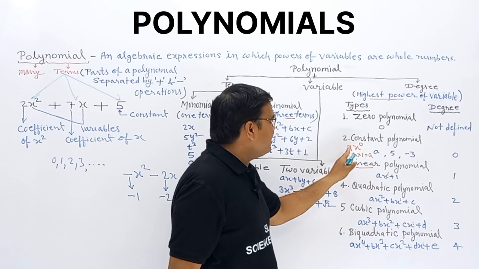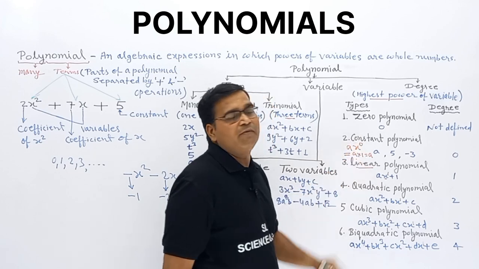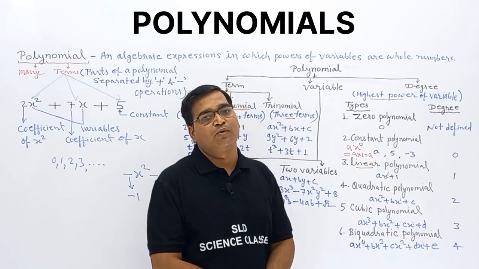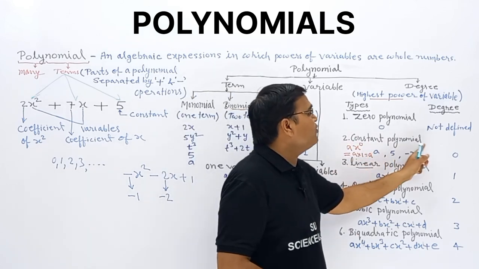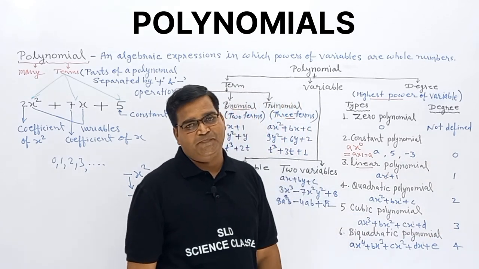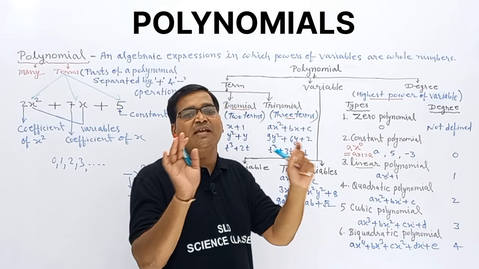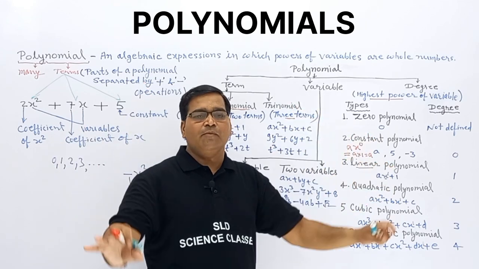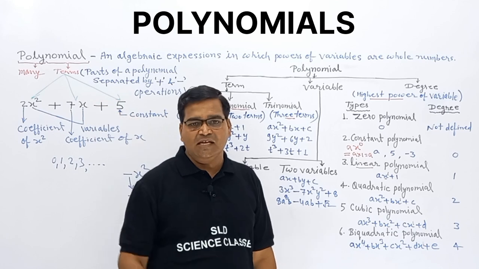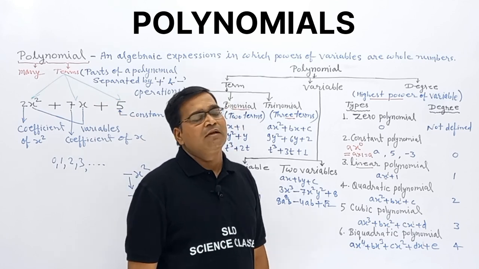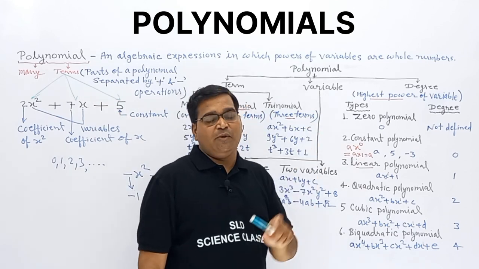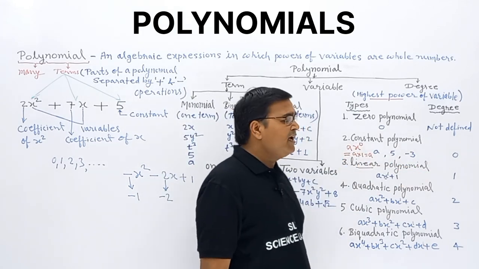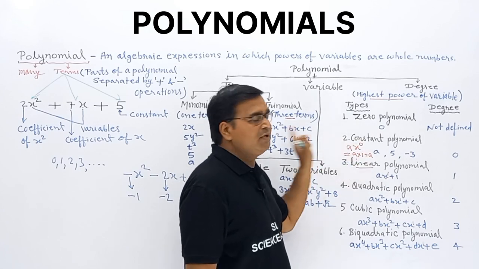So a can be written as a into x to the power 0, and the maximum power of x is what? 0. So we can say a constant polynomial's degree is what? 0. Clear? So simply we can say for constant numbers, constant terms a, b, c, d, if we have only a constant term, then the degree will be what? 0. Clear? And this is how we find it.